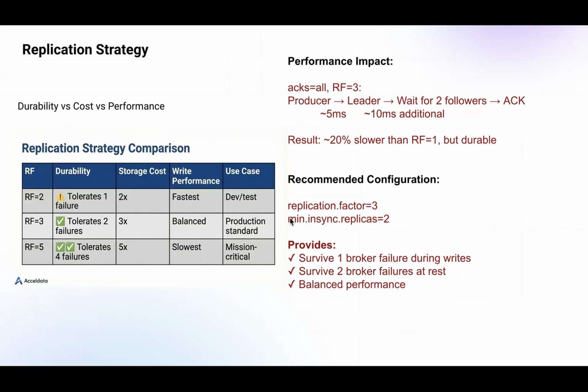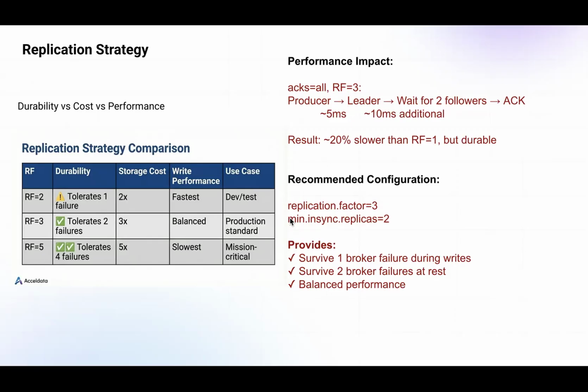Okay, my recommended configuration for production is replication.factor 3 and min.insync.replicas 2. What does it give you? You can survive one broker failure during writes and you will still have two replicas in sync. And you can survive two broker failures at rest and you will still have one copy of data. Plus you get balanced performance. Okay, this is good enough for most use cases. Only go to RF5 if you're dealing with truly irreplaceable data.